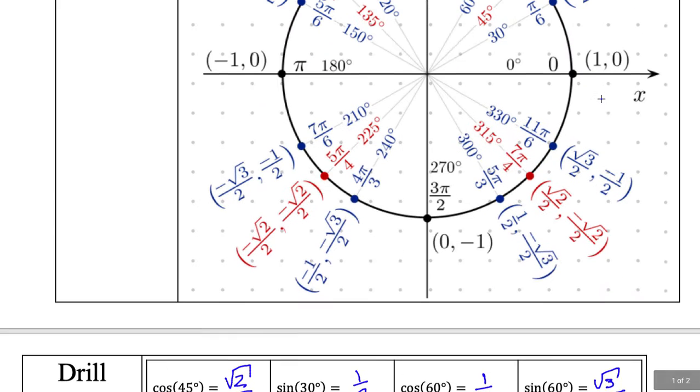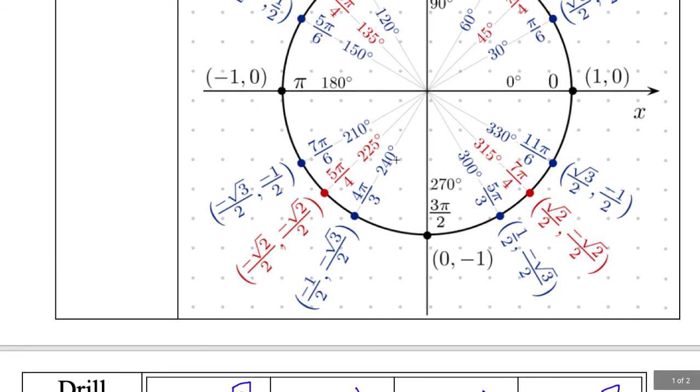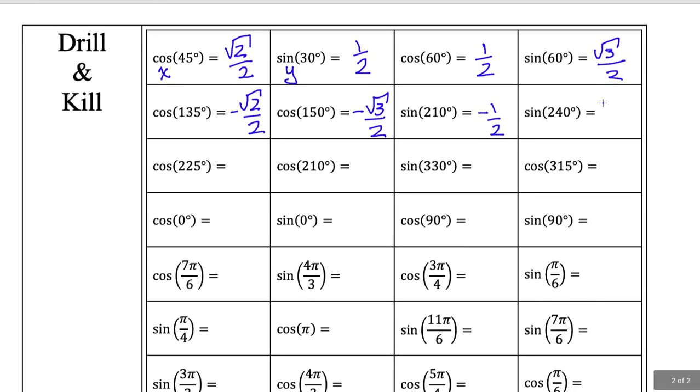240 degrees, I have to go ahead and reference it. Yeah, it was right there. 240 degrees, and then sine is negative square root of 3 over 2. 225 degrees, that's going to be negative square root of 2 over 2. Cosine of 210 is slightly to the right from the bottom. That's going to be 1/2.